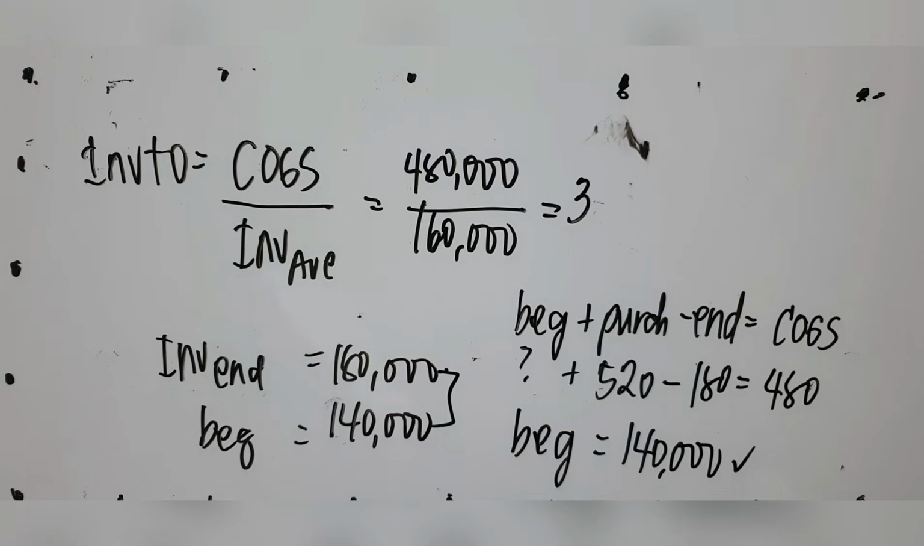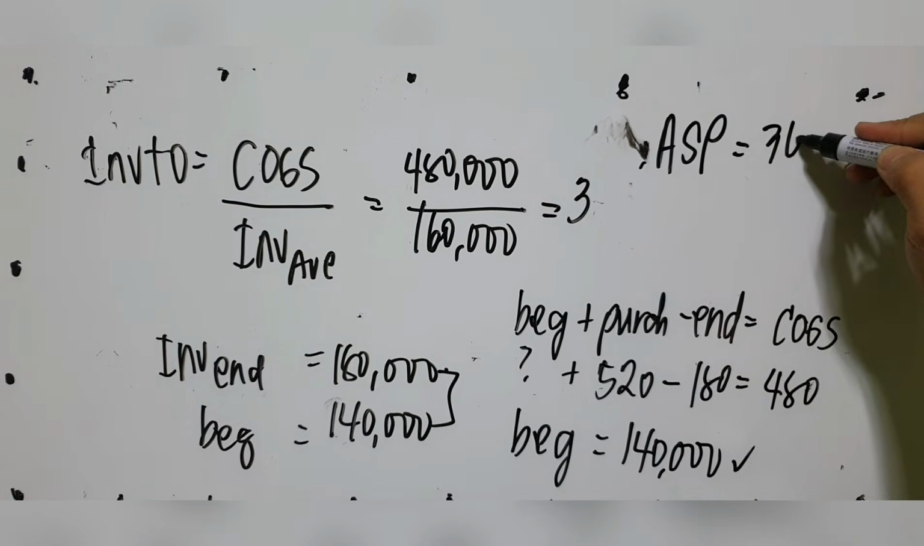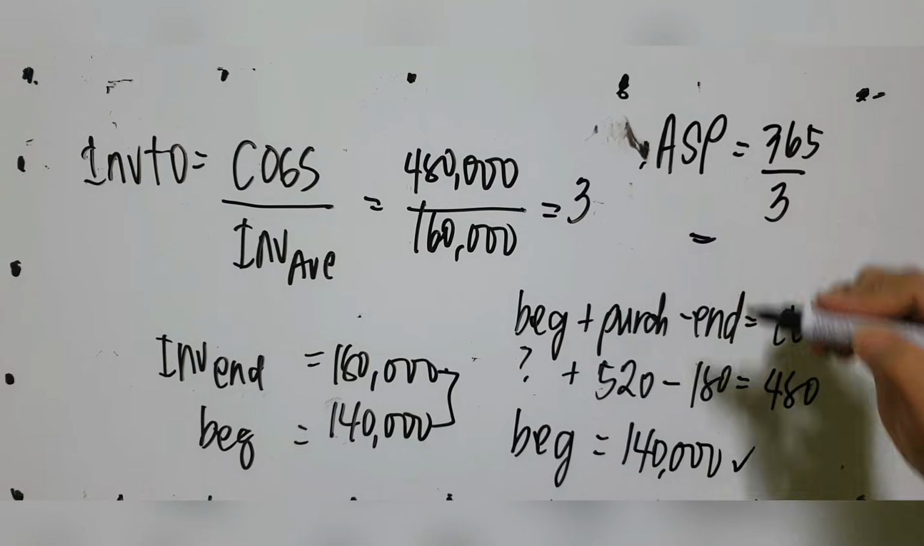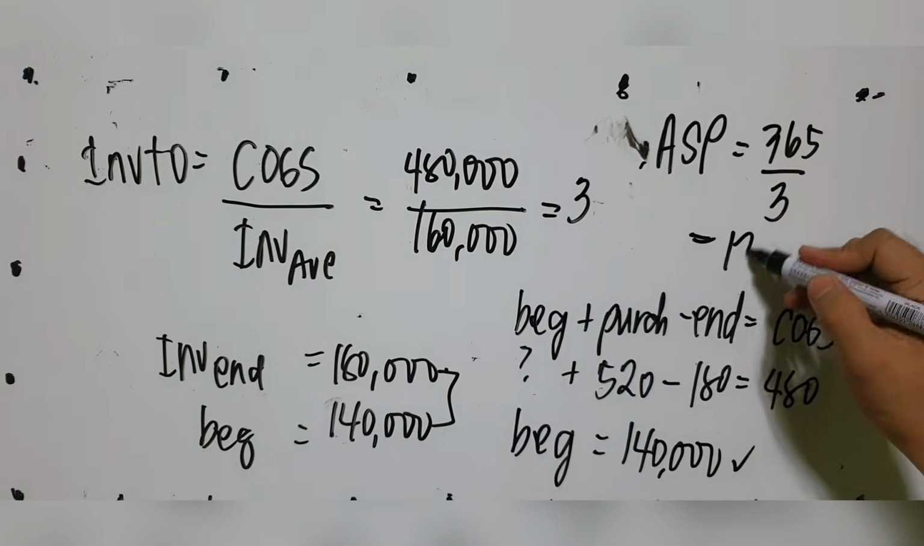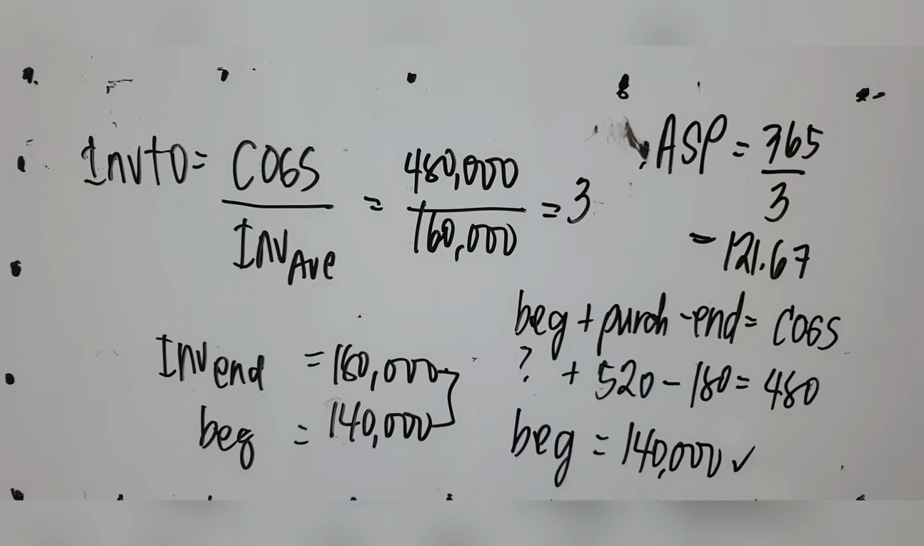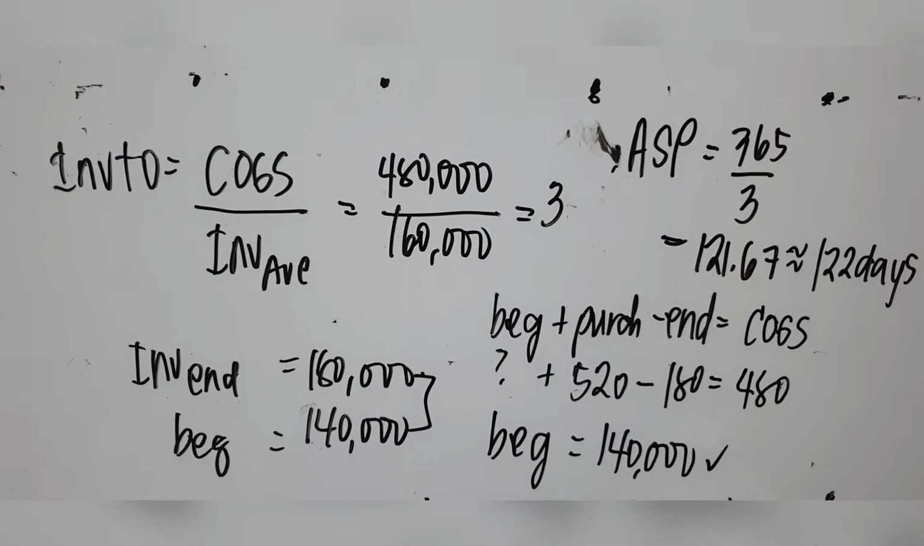In number 2, sabi rito, days in inventory or average selling period. So that would be average selling period. So that is 365 over 3. So the answer is how many days? That would be 121.67. Pero sabi natin, we have to round up. So that is equivalent to 122 days. Okay? So that is 122 days.